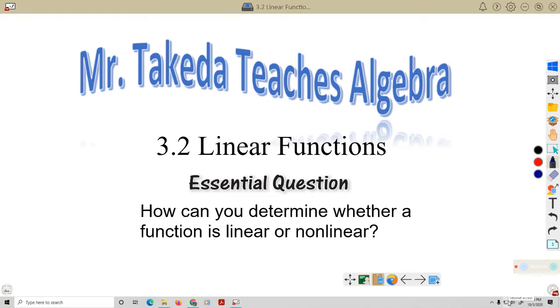This is lesson 3.2 on linear functions, in which we ask the essential question, how can you determine whether a function is linear or nonlinear? Well, first, I think we have to talk about some vocabulary. So let's start there.